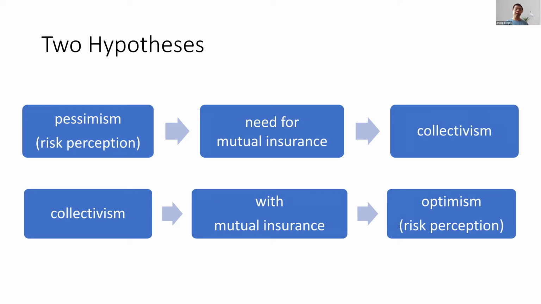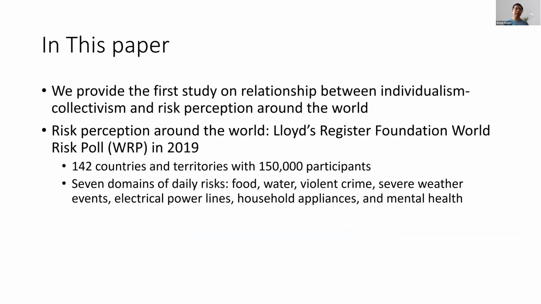And in the existing literature on decision science and psychology, there are a number of studies testing one of these two hypotheses, one or the other. But most of the existing studies rely on cross-country comparisons, like between the United States and China, or Hong Kong and Taiwan, very small scale. So in this paper, we try to provide a first study on the relationship between the individualism and connectivism continuum and risk perception around the world.